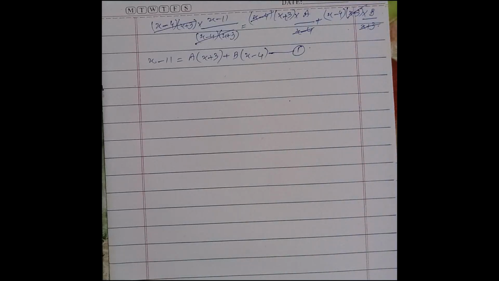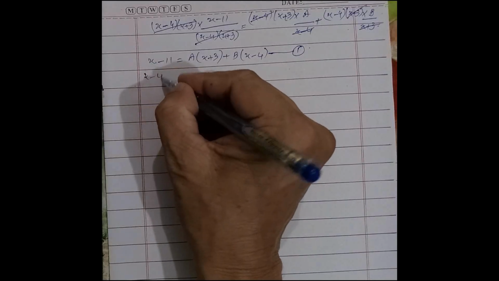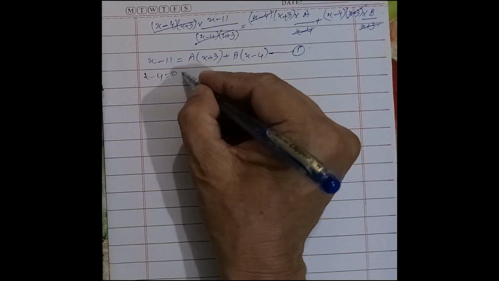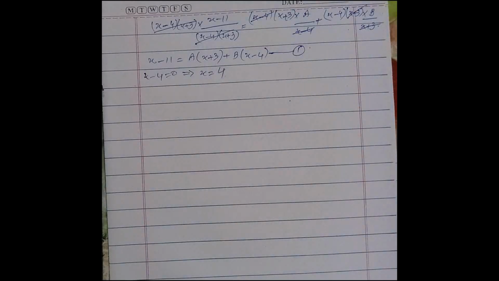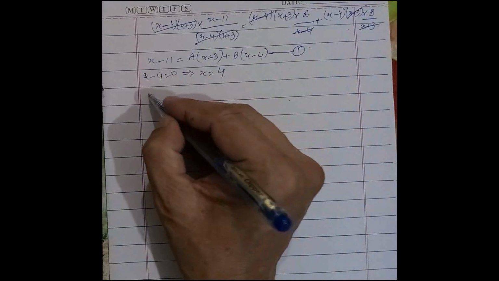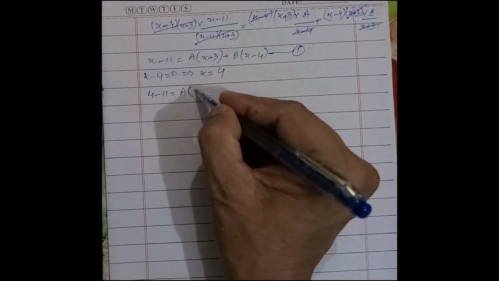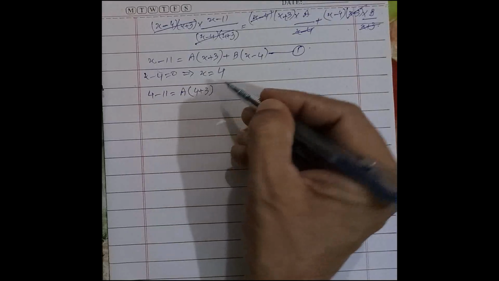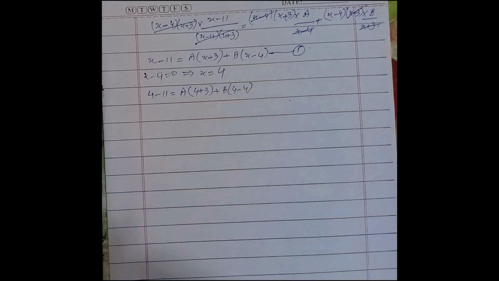Now the factors of the fraction, we take x minus 4 is equal to 0, which is x is equal to 4. Now we put the value of x is equal to 4 in equation 1. We get 4 minus 11 is equal to a into 4 plus 3 plus b into 4 minus 4.